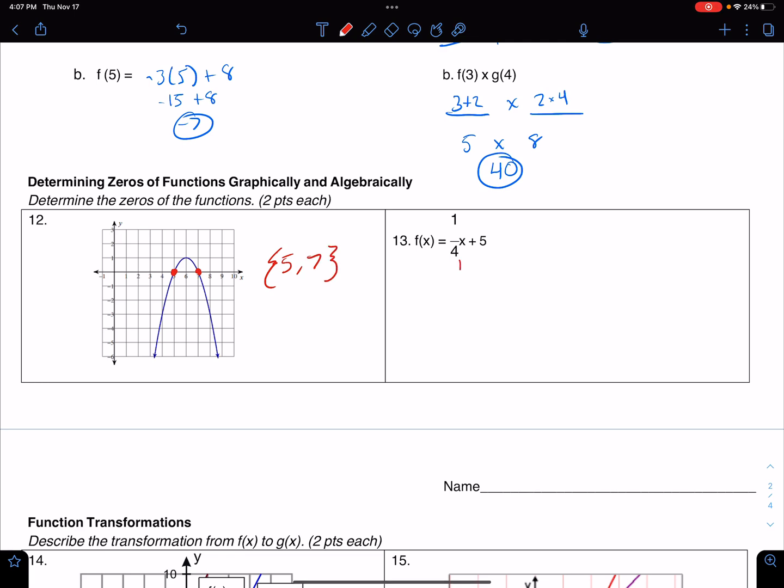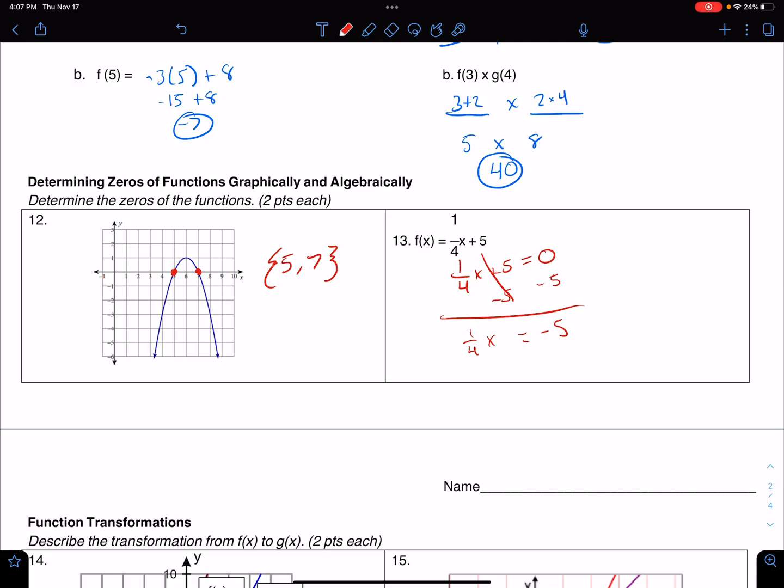Okay, the next one. I have an equation, 1/4 x plus 5. And to find the zeros, I set it equal to 0. And it's just simple math. I subtract 5 from both sides. So I have 1/4 x. If I have 5 cookies and I eat my 5 cookies, I have 0 cookies left. That makes me sad, but it's okay. I can make more. Anyways, 1/4 x equals -5.